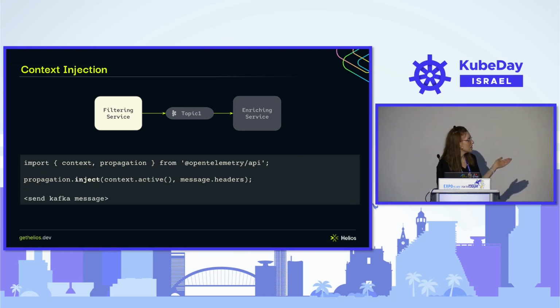So here you can see an example. This is specifically in Node. But you can see how easy and straightforward this is. You inject the active context into the message headers, and then send the message. And that way you're done, you injected the context.